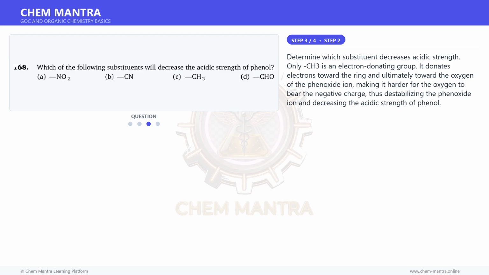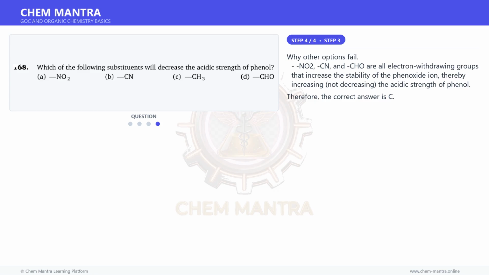It donates electrons toward the ring and ultimately toward the oxygen of the phenoxide ion, making it harder for the oxygen to bear the negative charge, thus destabilizing the phenoxide ion and decreasing the acidic strength of phenol. And for the final step.